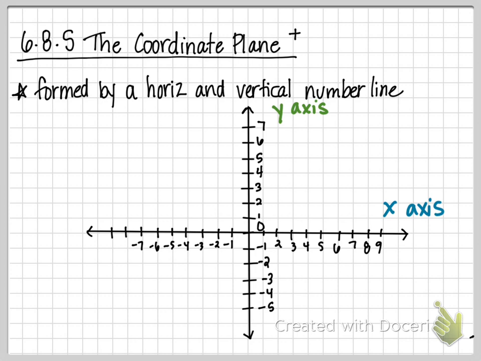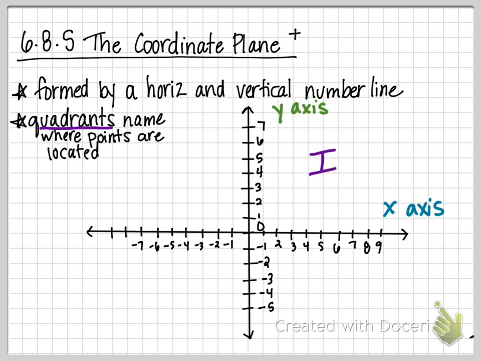You can sketch one in your notes, but we've already taken these notes already, so you don't necessarily have to redo it unless you would like to. Okay, the horizontal number line is called the x-axis. The vertical up and down number line is called the y-axis.